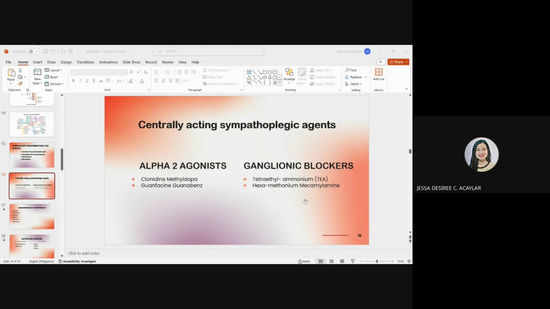Parasympathoplegia: inhibited GI secretion and peristalsis, constipation, urinary retention, glaucoma, blurred vision, dry mouth. So examples are tetraethylammonium and hexamethonium, mecamylamine.